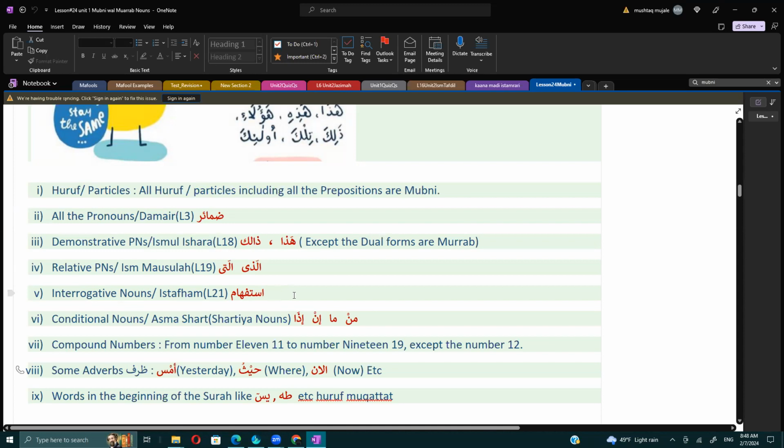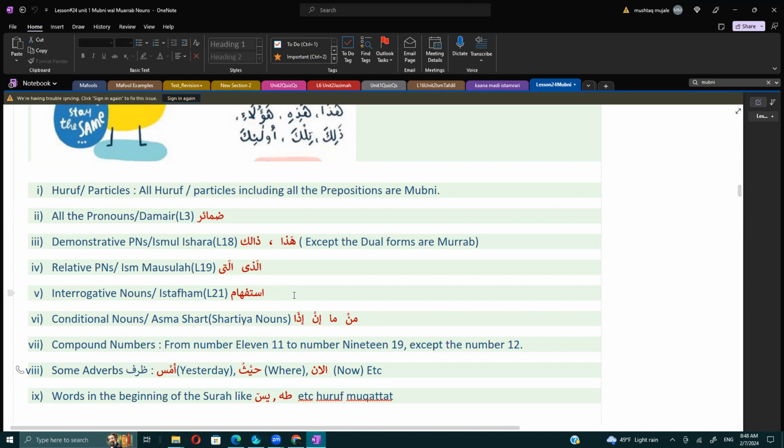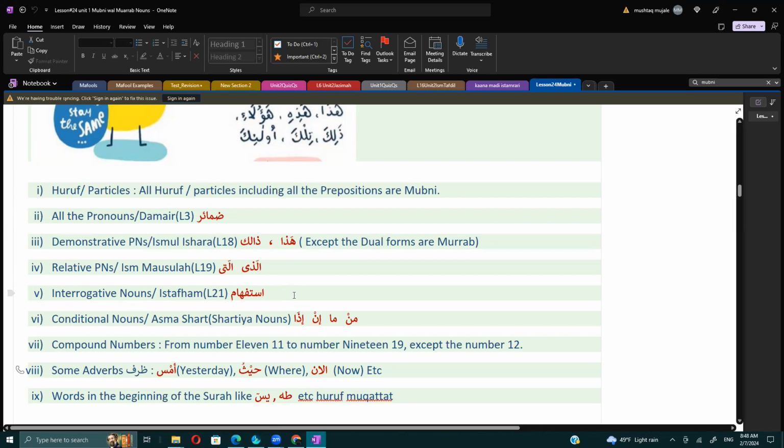What are some of the question words? Do you all remember? Ma, man, lima, very good. Aina, mashallah. Kaifa, ayyu, right? Inshallah, so they are also mabni words. And also the conditional nouns, which we are going to learn in our unit 2, even they are mabni. And we have some of the adverbs, like haythu, amsa, and al-ana. They are also considered mabni because they'll not change.